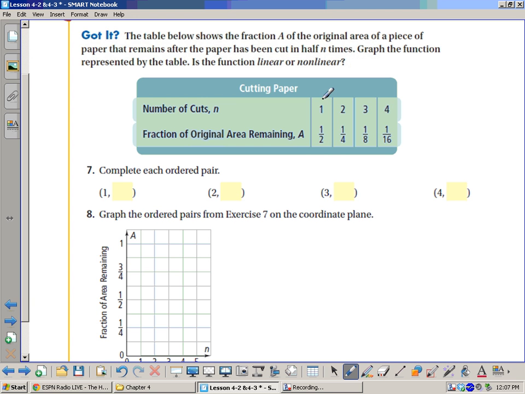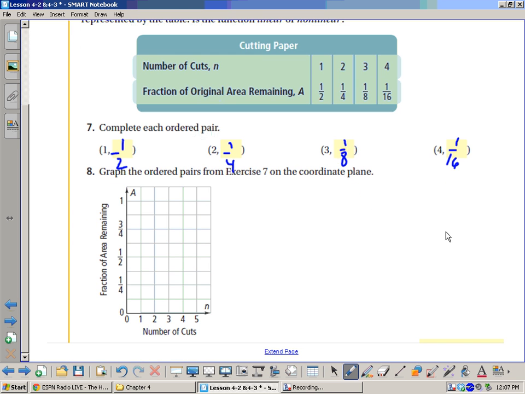So our ordered pairs are just going to be these numbers here. So 1, 1/2; 2, 1/4; 3, 1/8; and then 4, 1/16. So we can graph these: 1, 1/2; 2, 1/4; 3, 1/8; 4, 1/16. We can see that this one, 1/16, should be up just a little bit. I'm sliding it in a little bit.